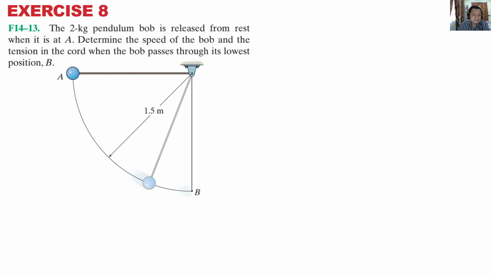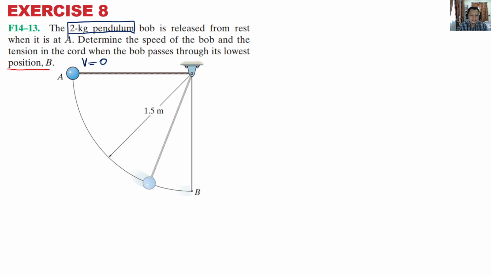Let's look at another problem. So this is a 2 kilogram pendulum. It is released from rest, velocity here is 0. Velocity here is 0. Determine the speed of the bob and the tension in the cord when the bob passes through its lowest position B.